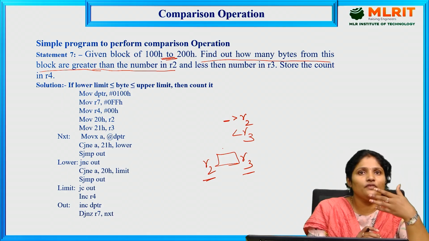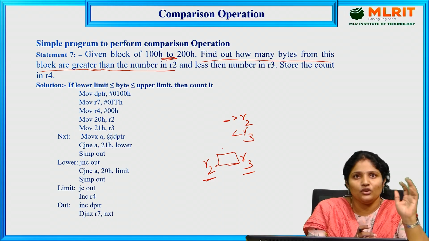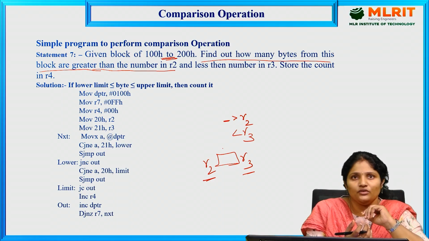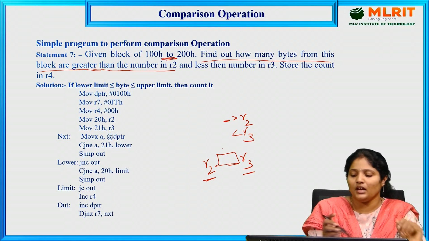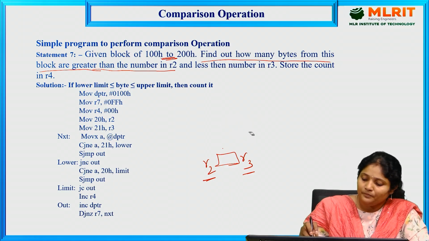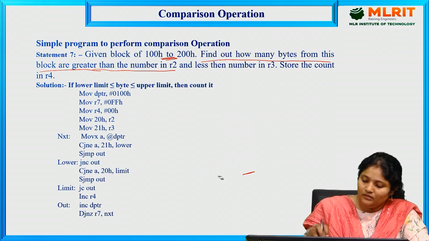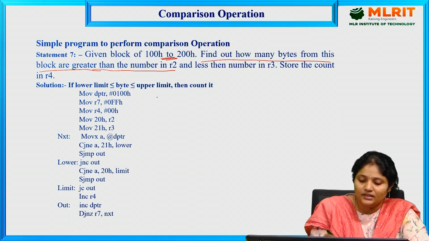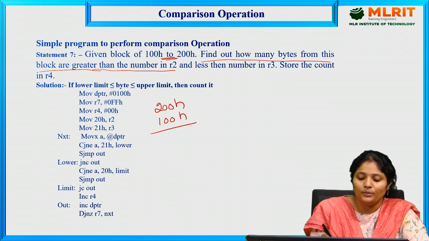First we need to find out how many times this comparison operation needs to be done, how many locations of data we need to check. So how will we calculate the count? Here, the locations we need to find out. So 100 to 200 means 200H minus 100H, right? What is the difference? There are 100 locations.